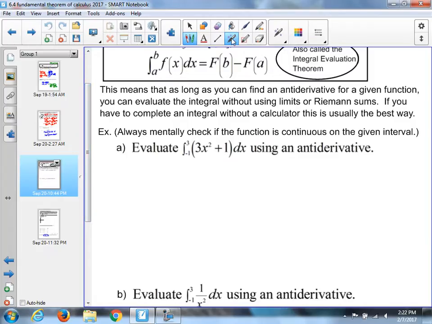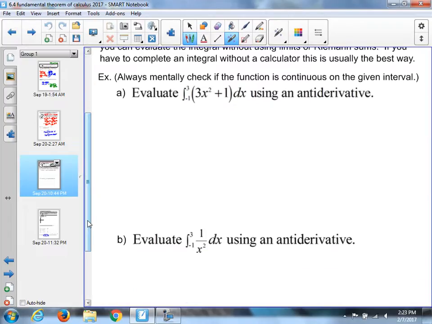Anywho, without Riemann sums. If you have to complete an integral without a calculator, this is usually the best way. Obviously, if you have access to a calculator, that's not during the test, though. The calculator is the best way, if you can enter it correctly. By the way, on this test, and I'll tell you which questions are which, there will be a portion that I'll say is no calculator, and then a portion that is calculator. You'll have two parts. Because your calculator can evaluate all of these things, and I want to see that you can do it without as well. So let's try this one.